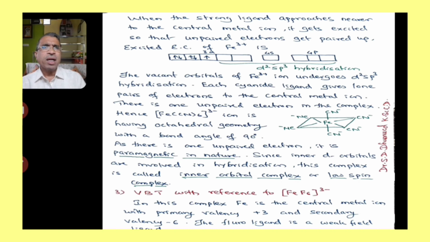When the strong ligand approaches nearer to the central metal ion, it gets excited so that unpaired electrons get paired up, and the excited electronic configuration of Fe3+ is shown here, which shows that it contains one unpaired electron. And as the vacant orbitals of the Fe3+ ion undergo d2sp3 hybridization, each cyanide ligand gives lone pairs of electrons to the central metal ion.